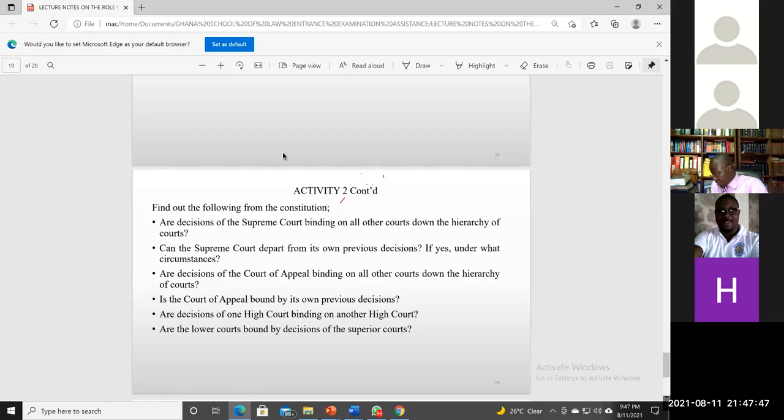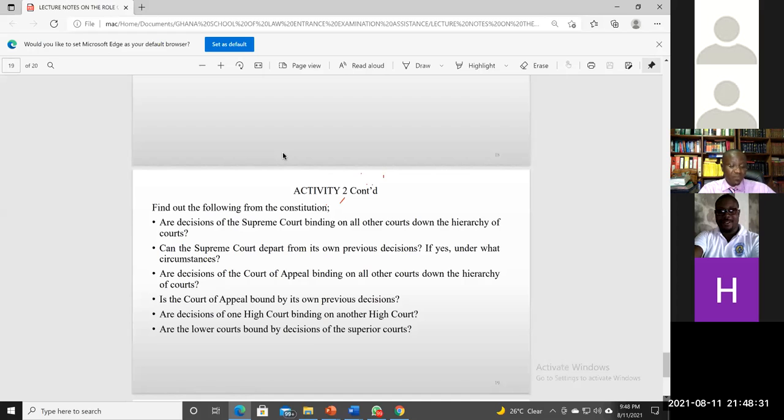Constitution again, the Court of Appeal is definitely bound by its own previous decision, especially Article 136, clause 5 of the Constitution, that subject to clause 3 of Article 129 of this Constitution, the Court of Appeal shall be bound by its own previous decisions, and all courts other than the Court of Appeal shall follow the decision of the Court of Appeal on questions of law. Okay, so 136 clause 5 says that.